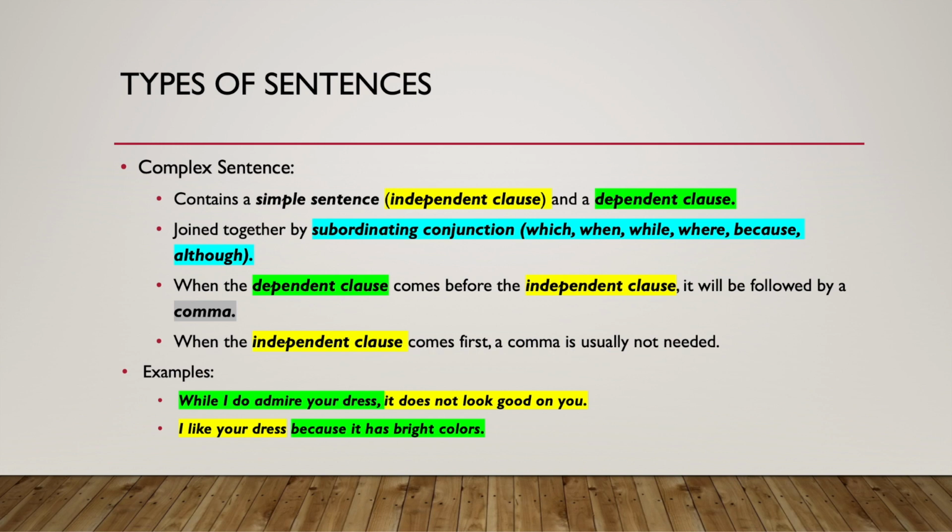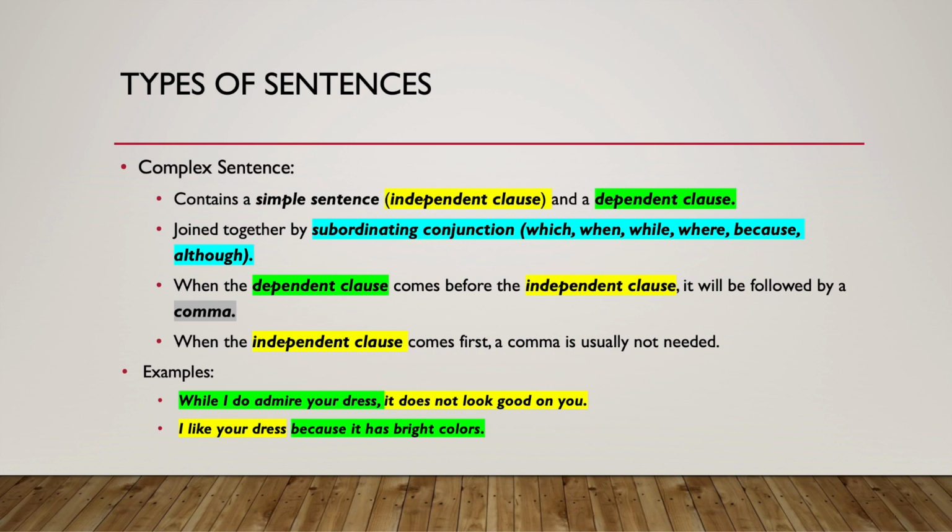When the dependent clause comes before the independent clause, it will be followed by a comma. So, if the dependent clause is at the beginning of a sentence, then you put a comma at the end of the dependent clause, and then you have the rest of your sentence. Remember, a dependent clause will not be a sentence by itself. On the other hand, if the independent clause comes first, then you don't usually need a comma after it. Sometimes you do, but in most cases you don't.